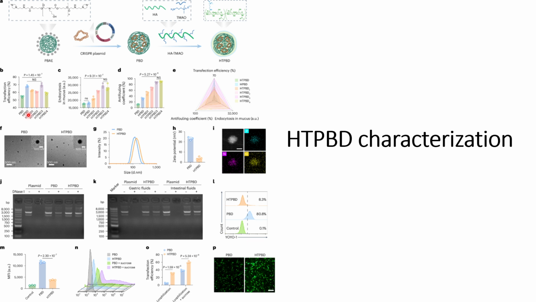Thereafter they checked the image of the PBD and HTPBD using the scanning electron microscope, and when they compare their size, they see that the PBD has a slightly smaller size, around 120 nanometers, whereas HTPBD has a slightly higher size, around 133 nanometers. When they checked the zeta potentials, we can see that HTPBD has a low zeta potential, indicating that its positive charges are being shielded by the HATMO, whereas in the case of PBD the zeta potentials are not neutralized.